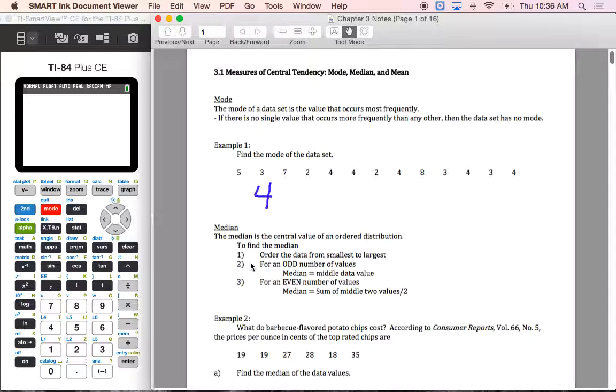Now median. Median is the central value of an ordered distribution. So to find it, you have to order the data from smallest to largest. If there's an odd number of values, the median is the middle number. If there's an even number of values, you're going to add the 2 middle numbers and divide by 2.